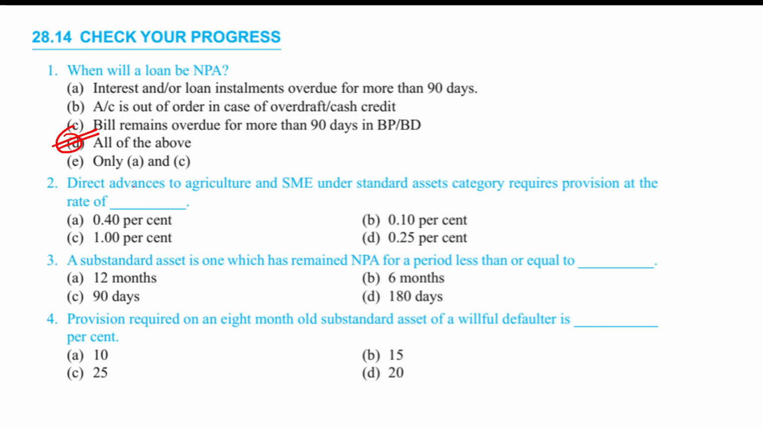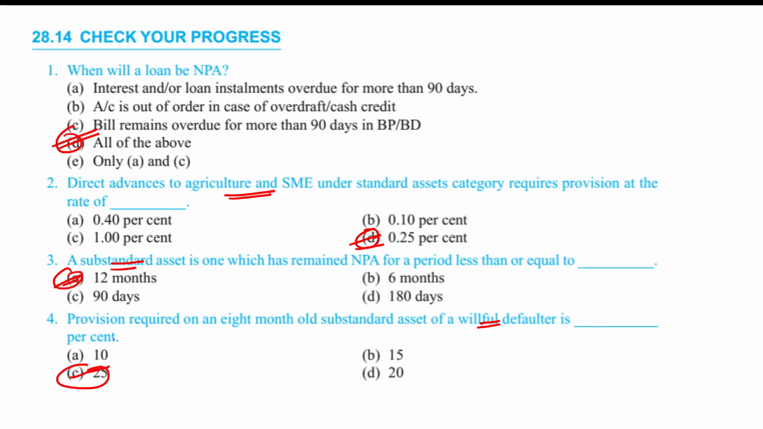answer. Direct advance to agriculture and SME under standard asset category requires a provision rate of 0.25%. A substandard asset is one which has remained NPA for a period less than or equal to, it is asking, so it is 12 months. Provisions required on an 8-month old substandard asset of a willful defaulter, it is 25%.